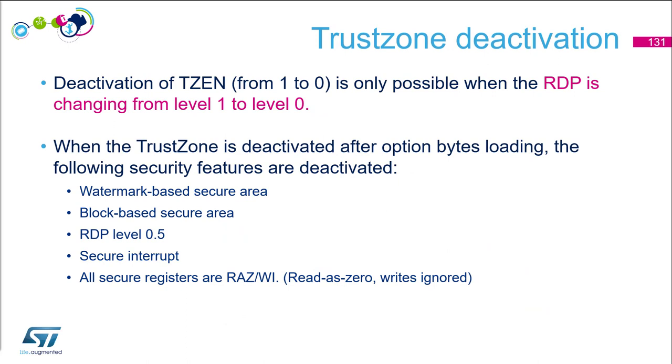The TrustZone activation. It's just one option byte, but it's only possible on the RDP regression from level 1 to level 0. That means a full mass erase of the chip. When the TrustZone is deactivated after option byte loading, the following security features are deactivated: watermark-based secure area, block-based secure area, RDP 0.5, the secure interrupt, and all secure registers are read as 0 or write ignored.